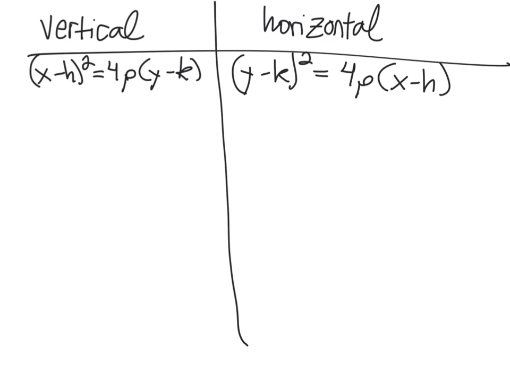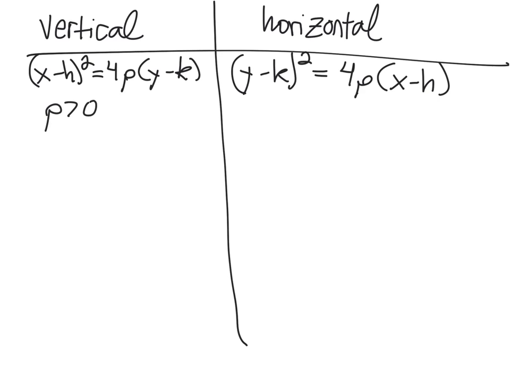So once you figure out what your P is for these, you can figure out which direction they're going to go. On your vertical parabola, if P is positive, then it's going to point up. So your directrix will be beneath the parabola and your focus will be inside it. If P is negative, it's going to go down.